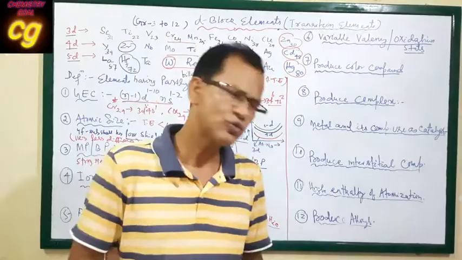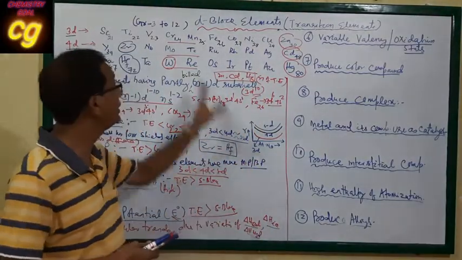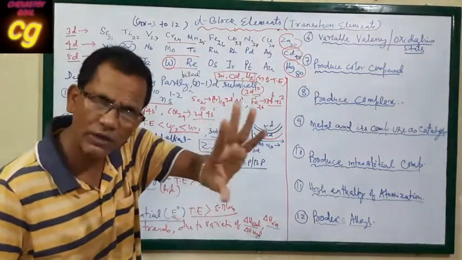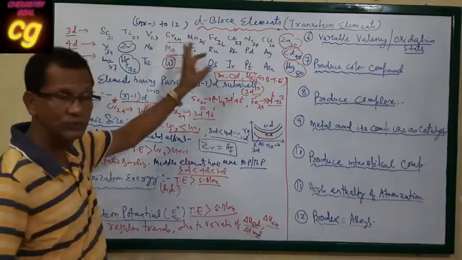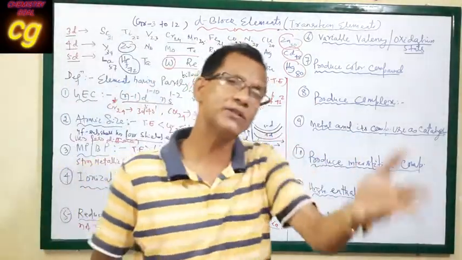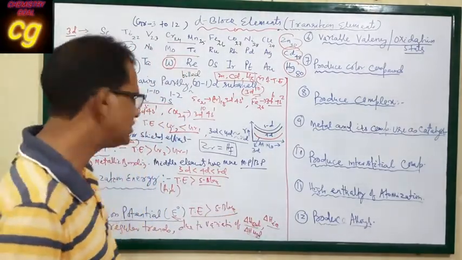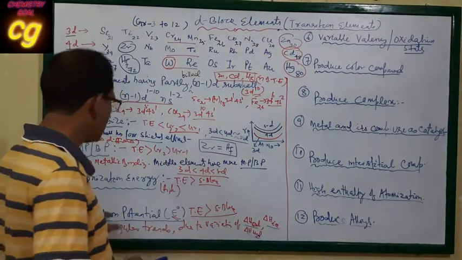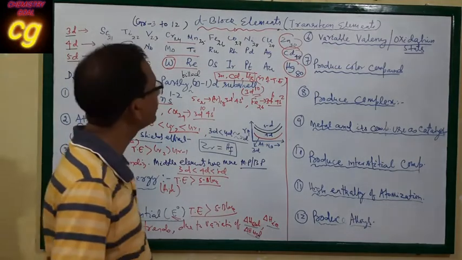be more negative. So, based on these three values, which are not in a regular order along the series, the transition elements show variation of reduction potential. That means not in a regular order. This is very important regarding the reduction potential trends along the series.